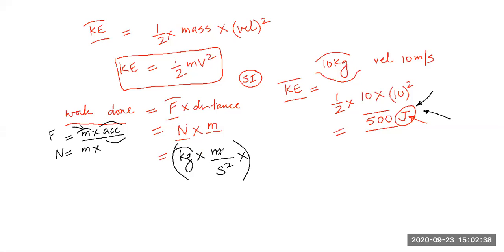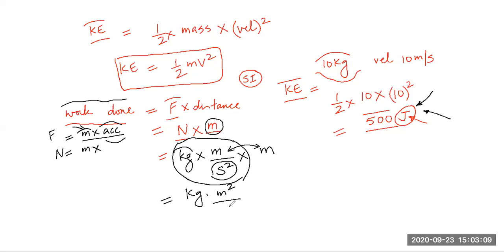This is the unit of Newton, am I right? Kg into meter per second square, this is the force. Force into distance, that is meter. So what is the unit of work done? Work done is force into distance: kg into meter square divided by second square.